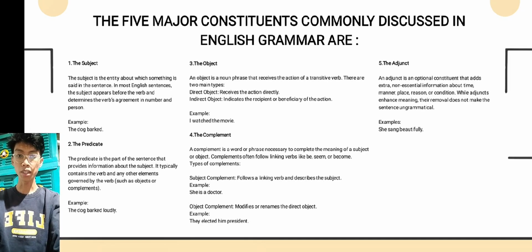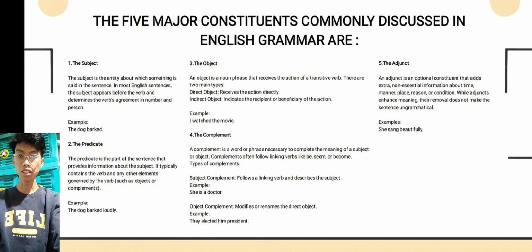Number 2 is the predicate. The predicate is the part of the sentence that provides information about the subject. It typically contains the verb and any other elements governed by the verb, such as objects or complements. Example: the dog barked loudly.